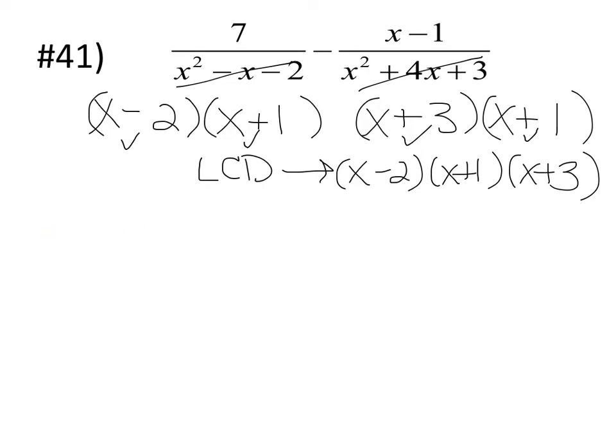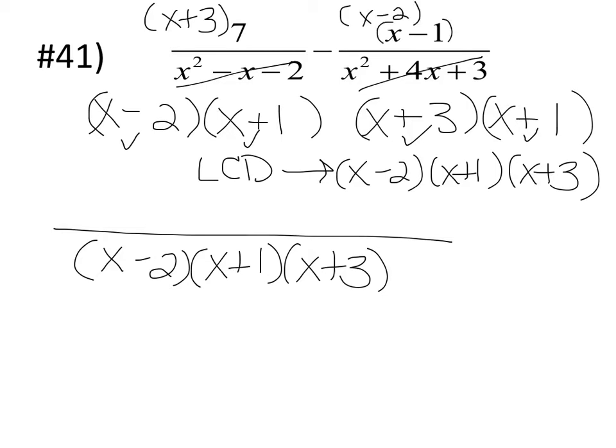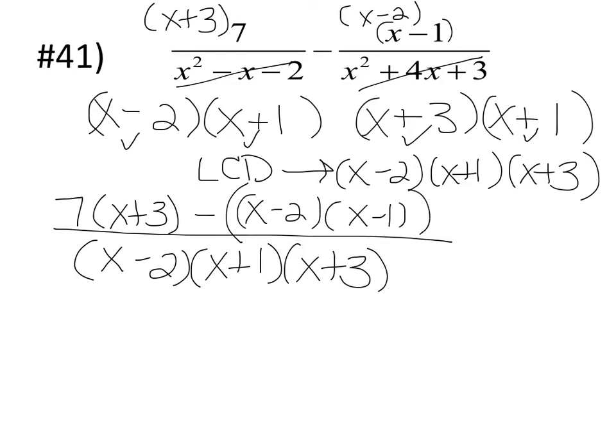So let's write all of this over x minus 2 times x plus 1 times x plus 3. So what is each denominator missing that the common denominator has? So what is this missing? The x plus 3. So that's what gets multiplied here. And what is this missing? The x minus 2. So that gets multiplied here. Don't forget to put your parentheses here. So then I rewrite 7 times x plus 3 minus, and I'm going to put big parentheses, x minus 2 times x minus 1. So once I multiply these together, then you're going to have to distribute a negative. So be careful there.